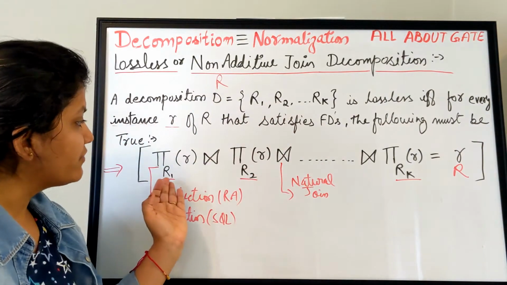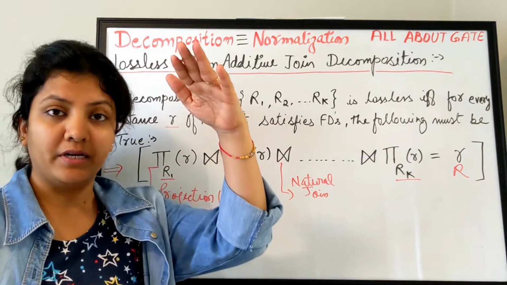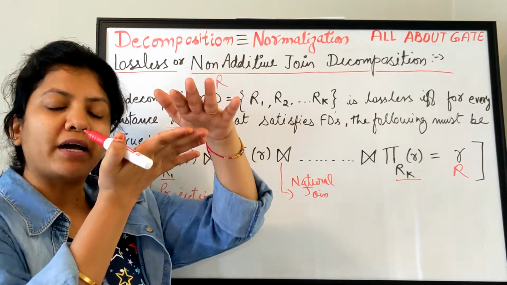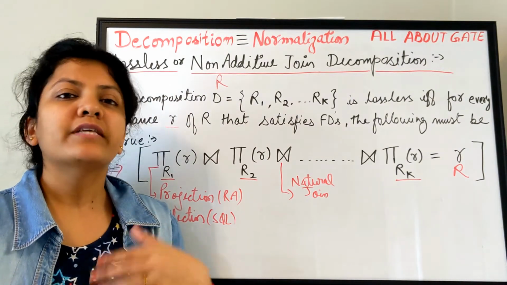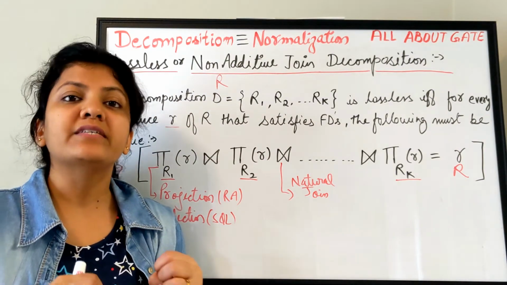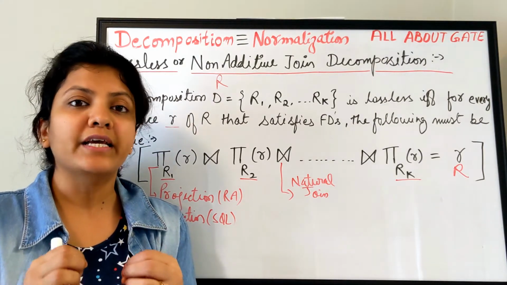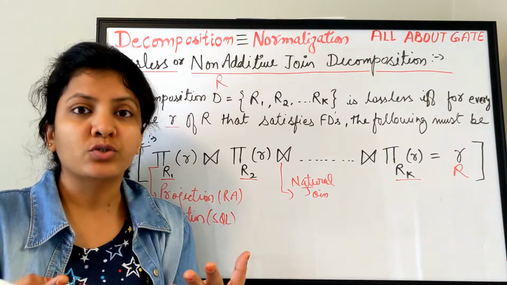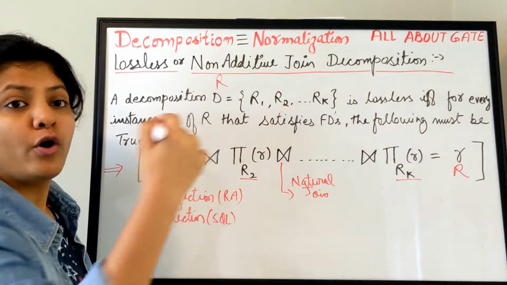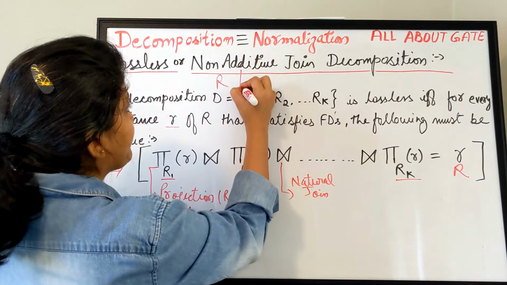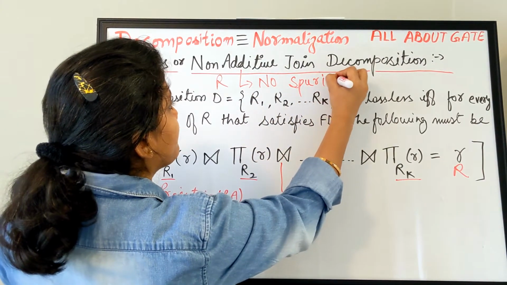These become child tables, and capital R is the parent table. Once you have decomposed and joined them back, you should get exactly the parent: nothing less, nothing more. There is hardly a chance of getting something less, but there is certainly a possibility of extra tuples if the decomposition is not done properly. That is exactly why the name is non-additive join. It says that there should be no spurious tuple.